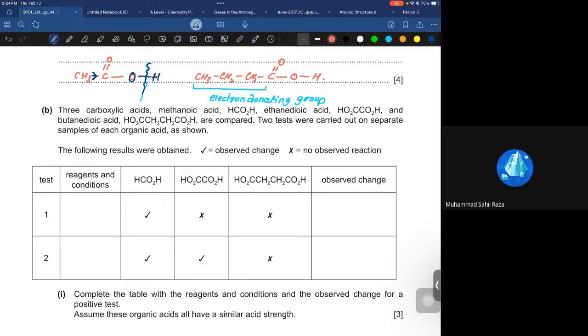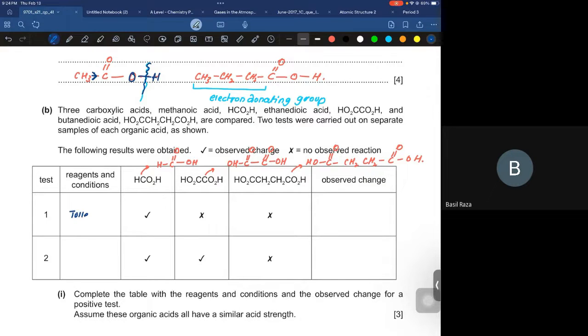You can say this is HC=OOH, and this is HOOC-COOH, then this is HOOC-CH2-CH2-COOH. You can see that this is your aldehyde. So it can give you a positive test for Tollens reagent.